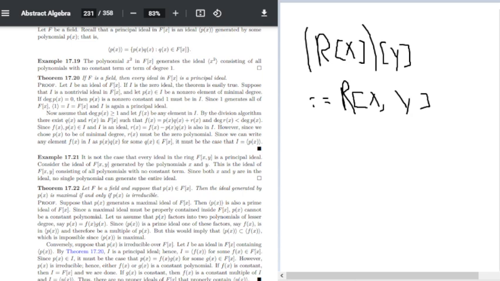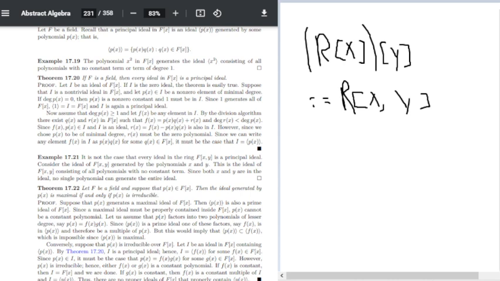So example 17.21. It is not the case that every ideal in the ring F of... Wait, give me a second. My apologies for that. So continuing.